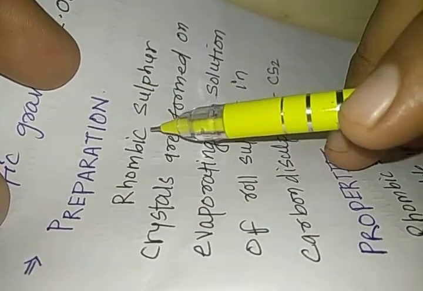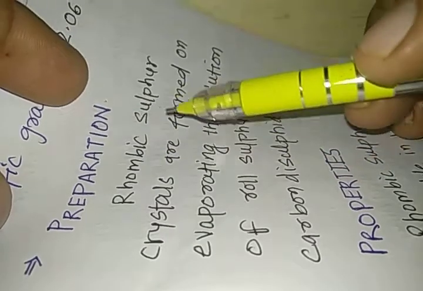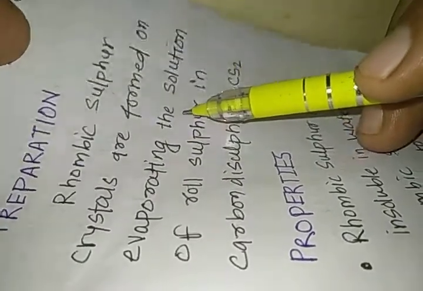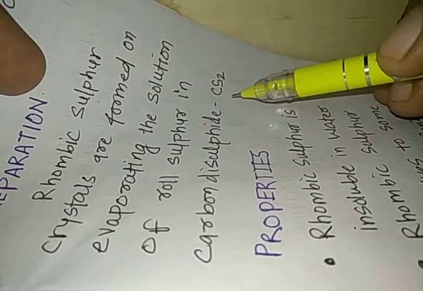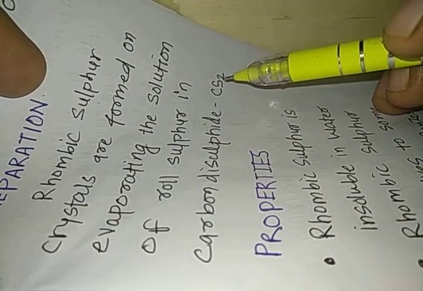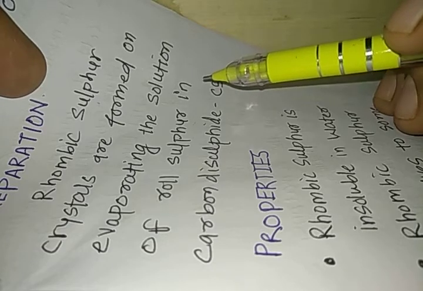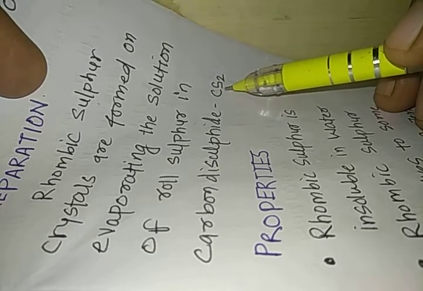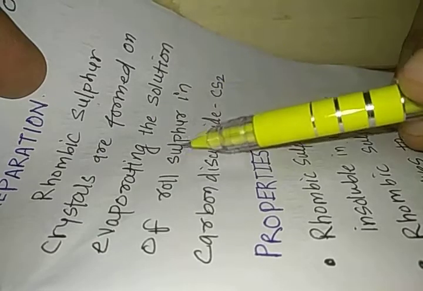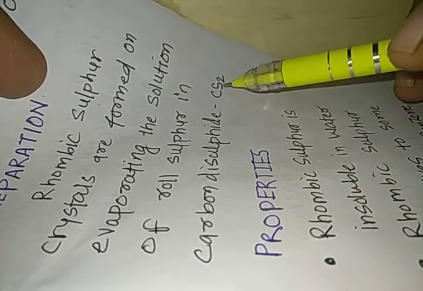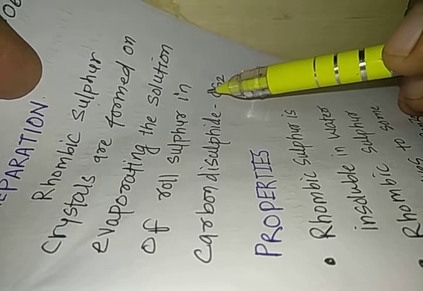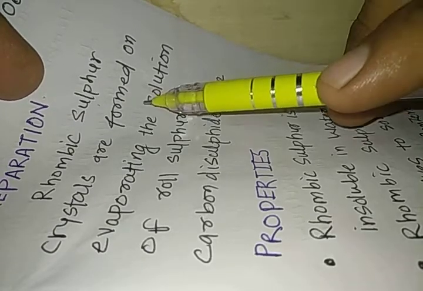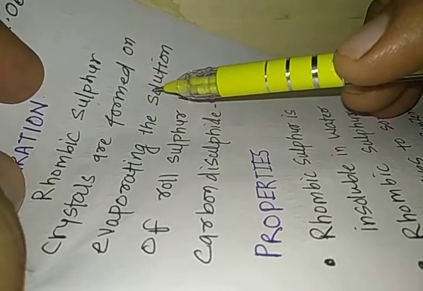Now we should understand the preparation. Rhombic sulfur crystals are formed on evaporating the solution of roll sulfur in carbon disulfide. Sulfur is majorly soluble in carbon disulfide. So this roll sulfur is dissolved in the carbon disulfide, and then this solution is evaporated. As the solution is evaporated, we get the rhombic sulfur.